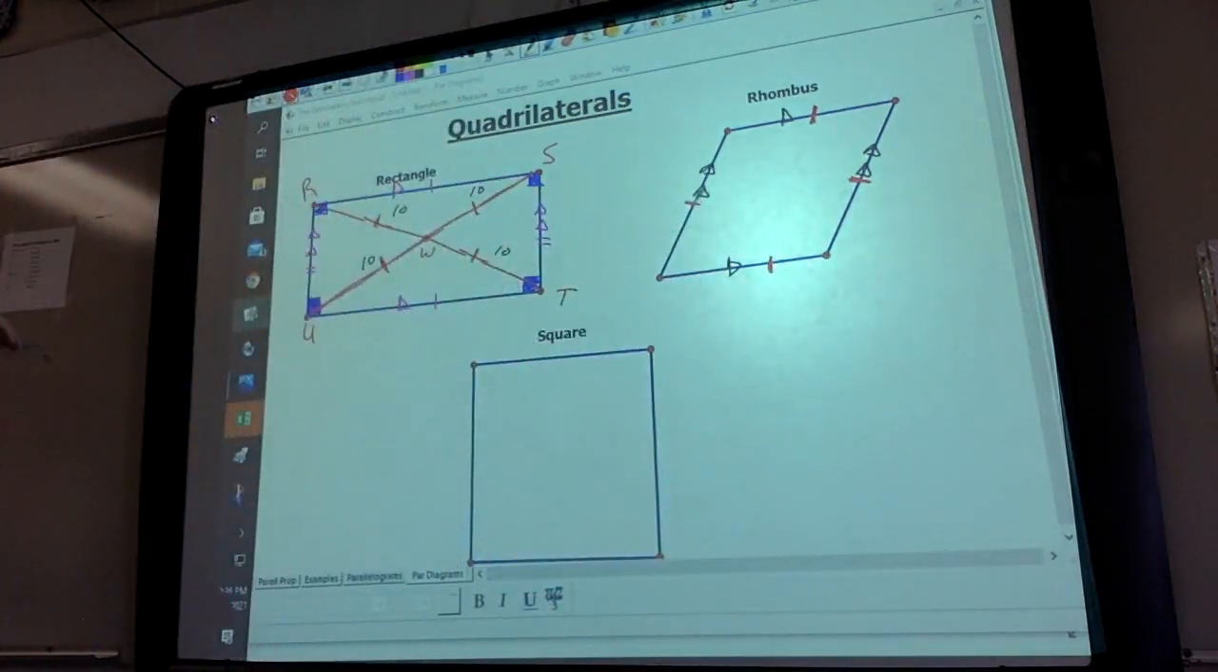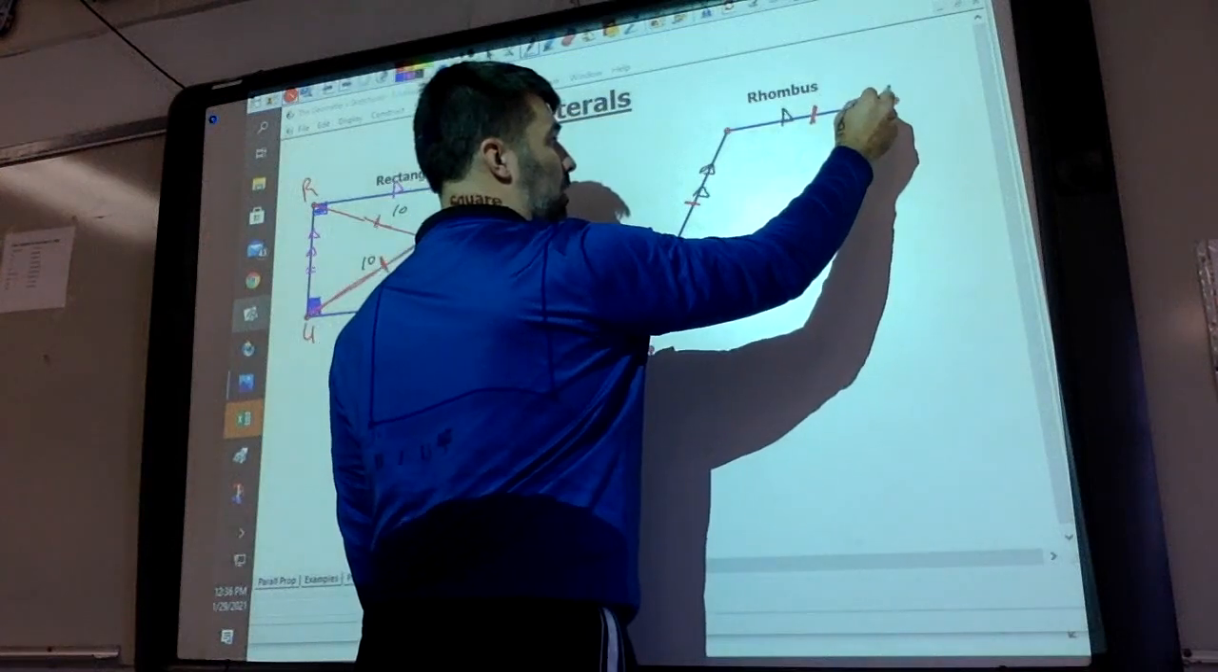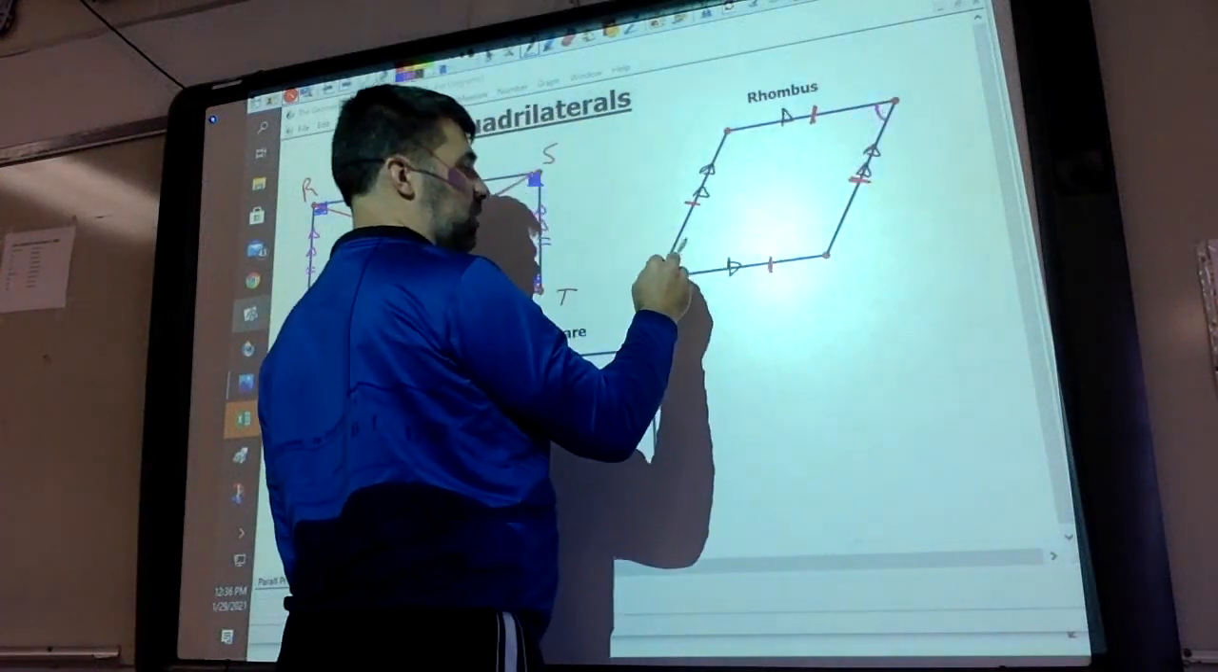So that's the sides of parallelograms. Angles. Opposites are the same. That's 1 property. So this angle would be the same as that angle.